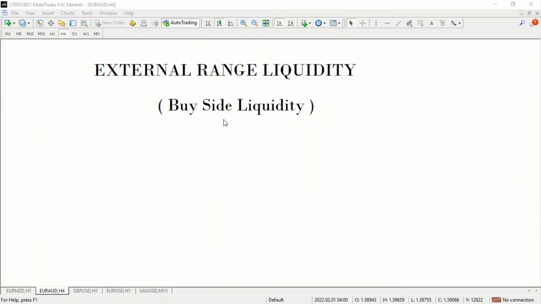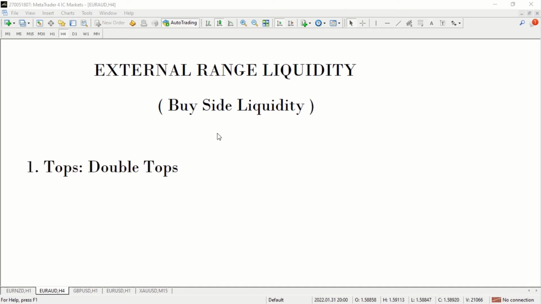Yeah, so we are going to start from buy side liquidity, which is always located at the premium zone. Buy side liquidity is always at premium levels because the liquidity is at the buy side. Some of the examples of buy side liquidity are tops and highs. Examples of tops are equal highs. So we have tops and highs, that is equal highs and double tops.